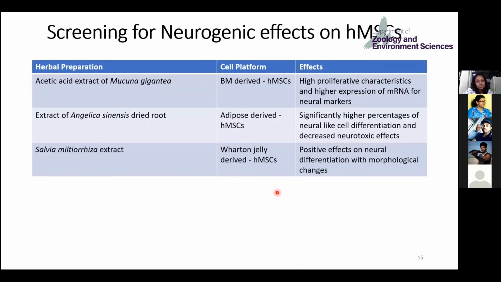Screening for neurogenetic effects on mesenchymal stem cells, again, I have listed what was written in the paper. We have 3 extracts and 3 types of cell platforms: the same cell but derived from different sources, bone marrow, adipose, and Wharton jelly. All these have been used to differentiate mesenchymal stem cells into a neuronal lineage of cells.